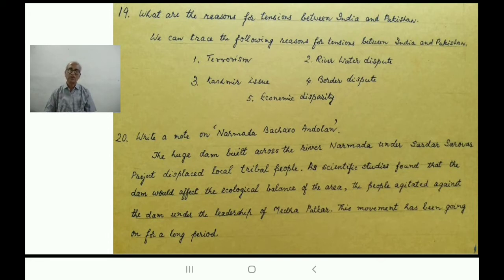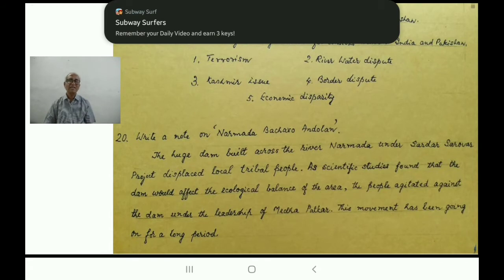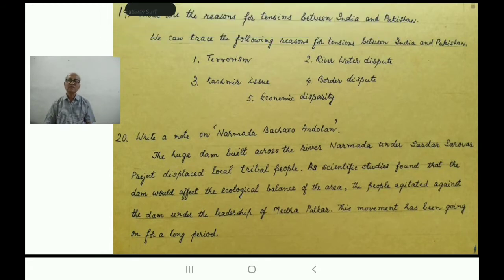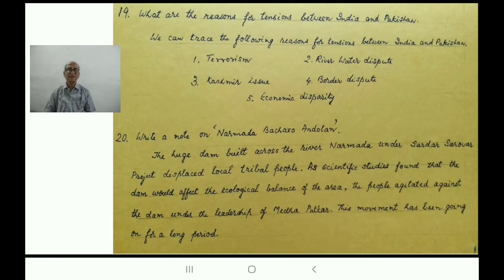And the last one, economic disparity. In India, we have a stable government. People, they have been able to manage. We don't have such large scale problems in the country. Everything is performing well. Things move coolly. But in Pakistan it's not so. There is inflation. There is a lot of disturbance.